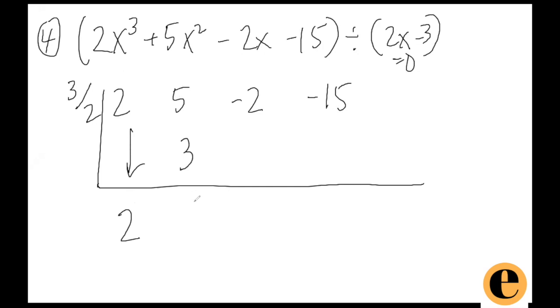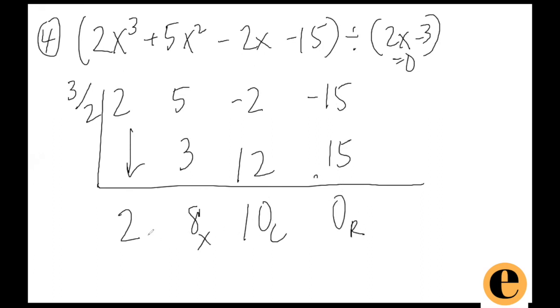5 plus 3, that's equal to, may mali akong ginawa. Hindi, tama. 8. 8 times 3 halves, that's equal to 12. Okay? Negative 2 plus 12, that's equal to 10. 10 times 3 halves, that's equal to 15. Negative 15 plus 15, that's equal to 0. Okay, so again, ito ang ating remainder. Constant, x and x squared.